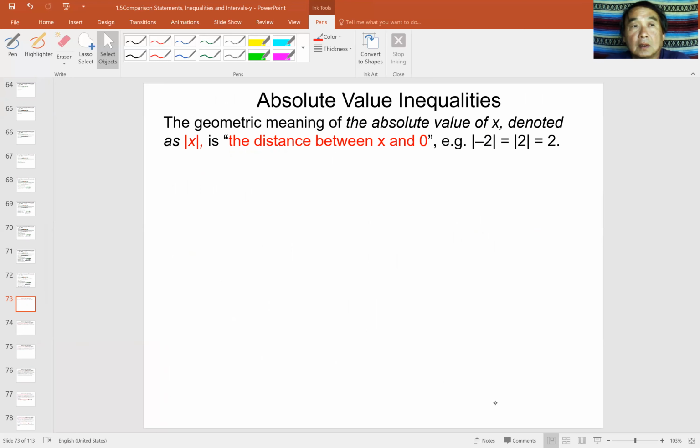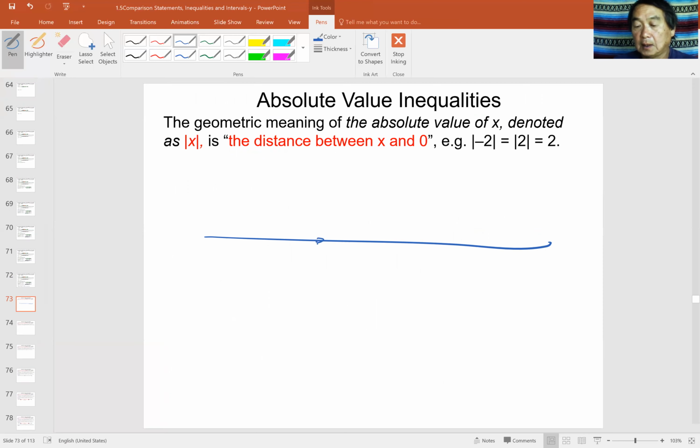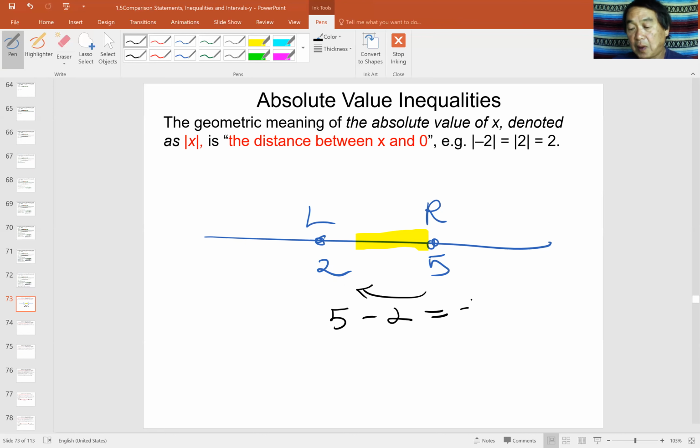Then we come to the next topic, the absolute value. When we are on the line, here's 5, here's 2. If I want to know the distance between them, here's a right-hand number, here's a left-hand number, it's always the right minus the left, because that's how you get a positive answer. So the distance is always positive. But what happens if you subtract the other way around? Of course, you will get a negative number.